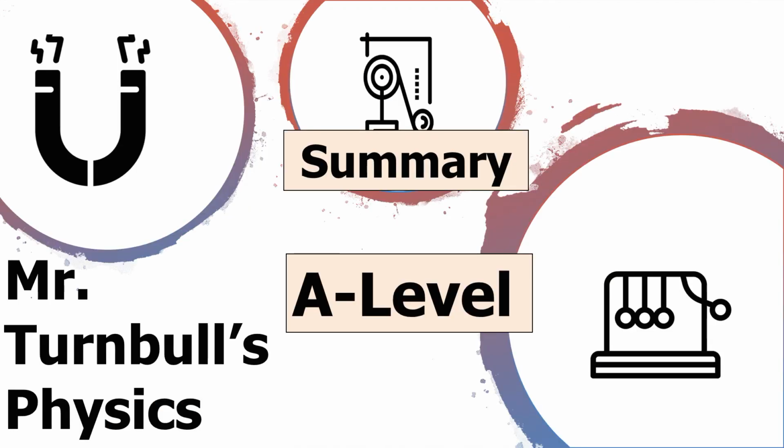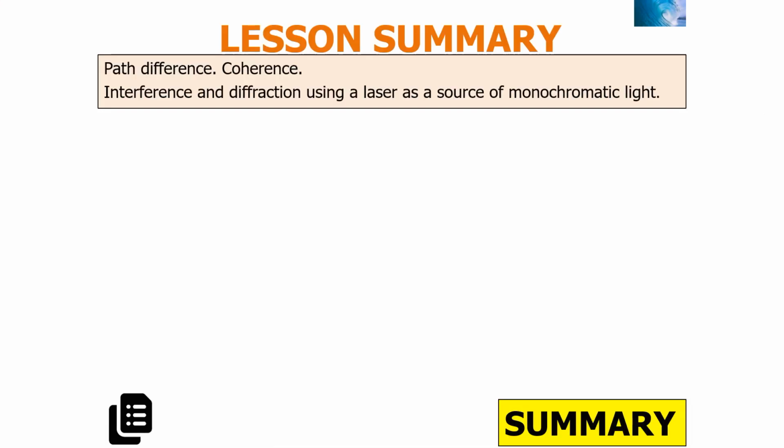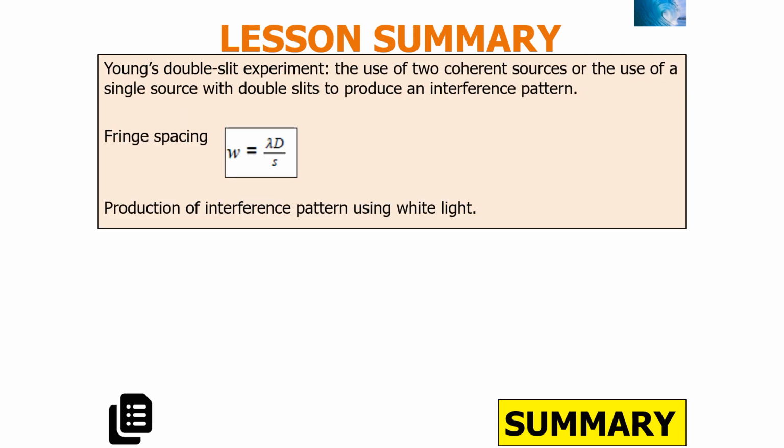So to summarise what we've looked at in today's revision session, we should be able to understand path difference and coherence and understand interference and diffraction using a laser as a source of monochromatic light. We should be able to use the Young double slit experiment with the use of two coherent sources or the use of a single source with double slits to produce an interference pattern where w, the fringe spacing, equals lambda D over s. And we also know the production of the interference pattern using white light.